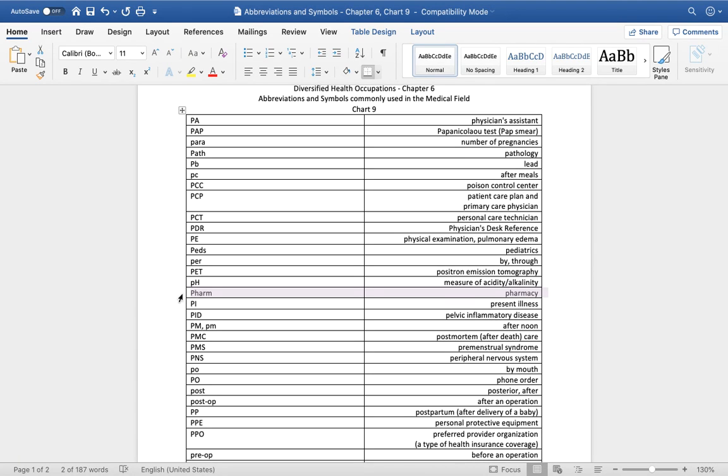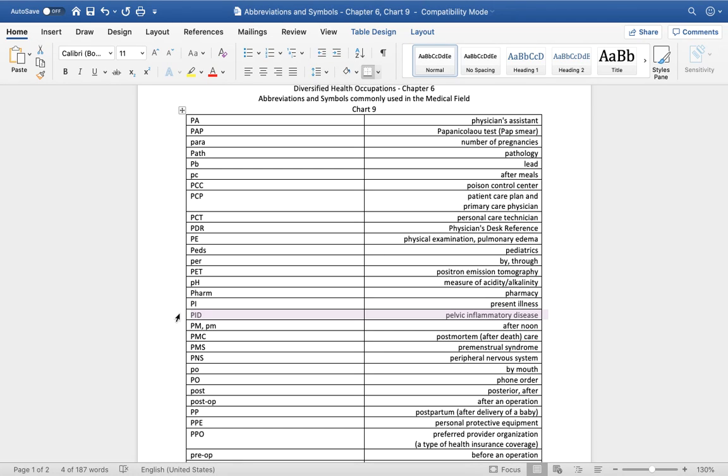Pharm, this is for pharmacy. It's location. You guys should be familiar with that. PI is present illness. So when you go to the doctor, you could have a history of hypertension, a history of cardiac ischemia, like a myocardial infarction, but your present illness may be something like a strep throat infection.